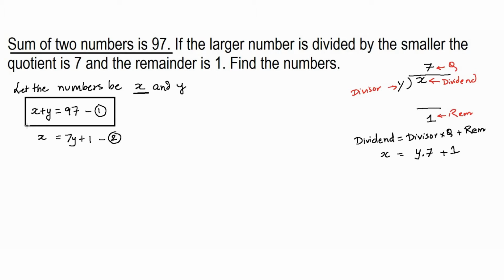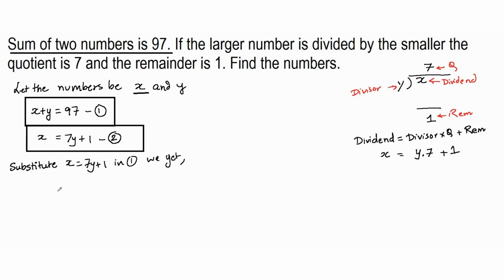So what I can now do is I can substitute the value of x in my first equation. So substitute x equals 7y plus 1 in the first equation, and we will get 7y plus 1 plus y is equal to 97, which means 8y is equal to 96, transposing 1 to the other side, which means y is equal to 12. And therefore one of the numbers is 12.